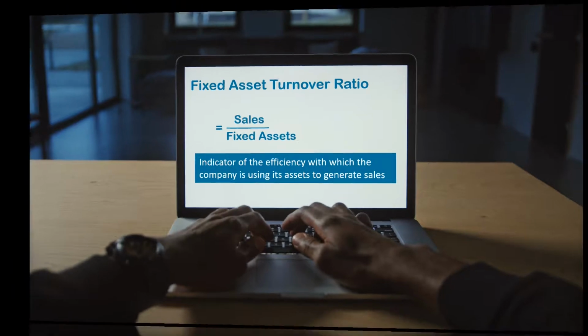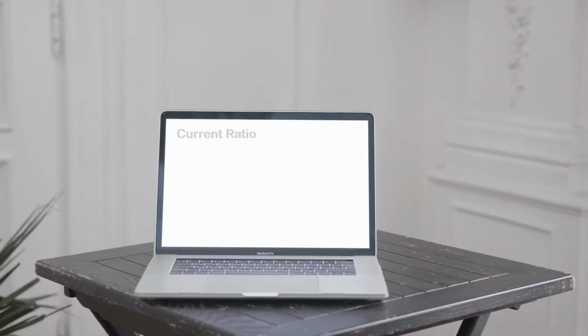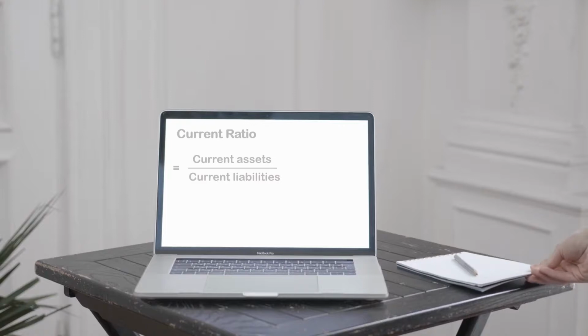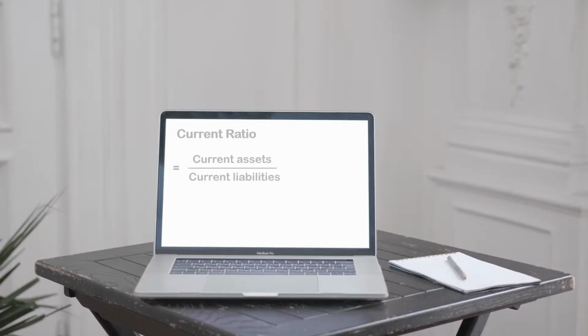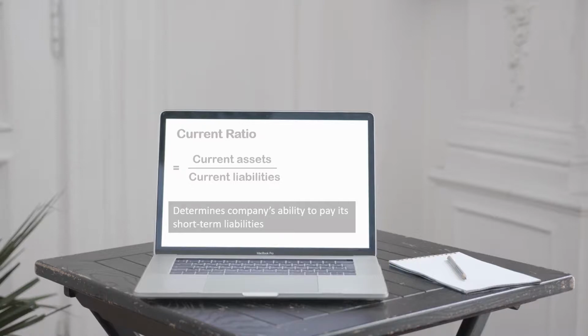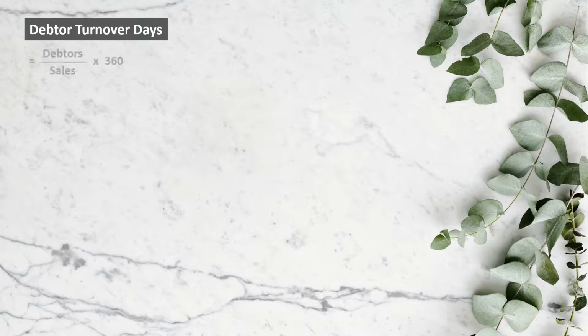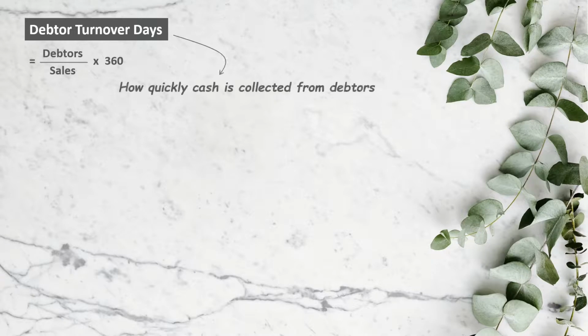Current ratio is calculated by dividing current assets by current liabilities. It determines company's ability to pay its short-term liabilities, so the higher the better. Debtor turnover days. These are calculated by dividing debtors by sales multiplied by 360, that is the number of days in a year. It measures how quickly cash is collected from debtors.